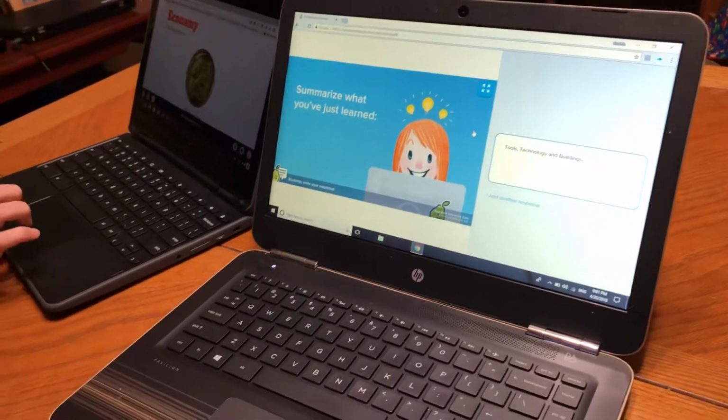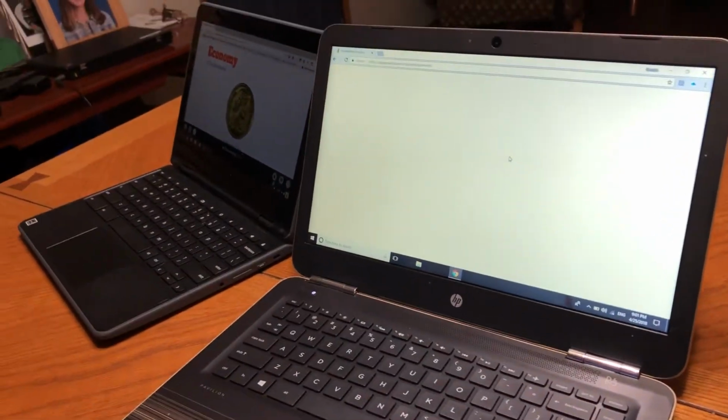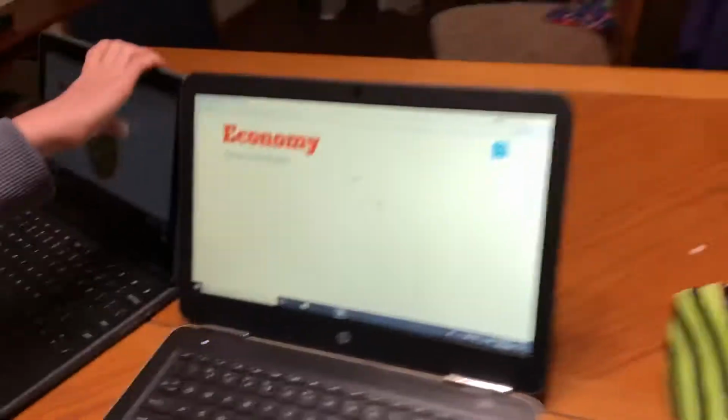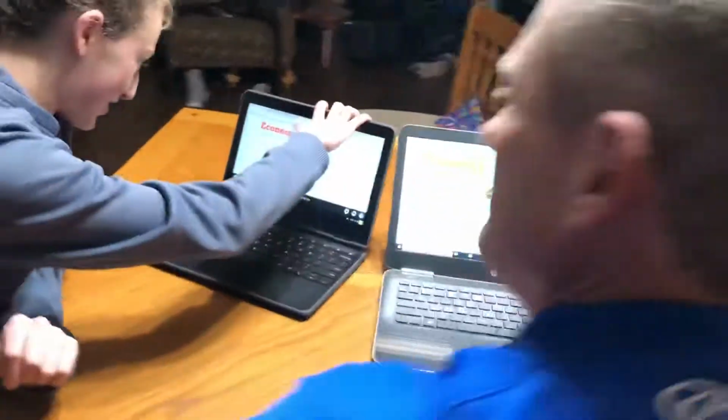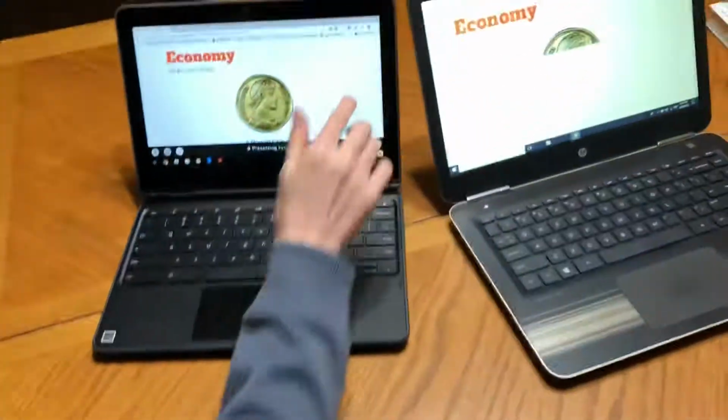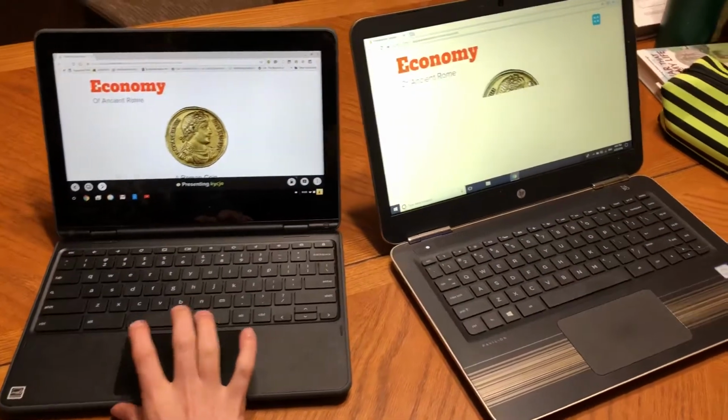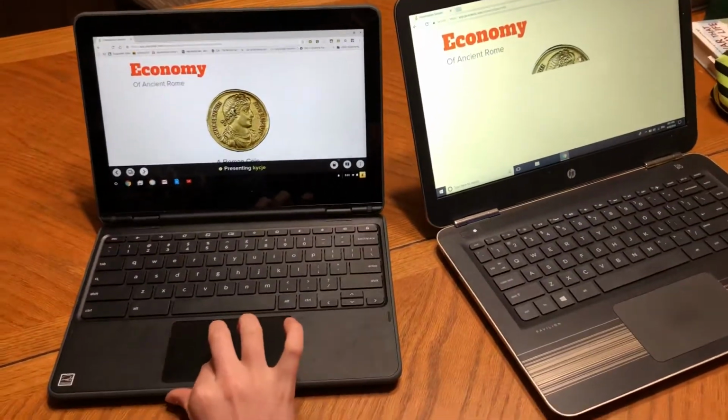Perfect. So now we're going to learn about the economy of ancient Rome. And as you can see in this picture, it's a Roman coin. Yes. And so moving on.